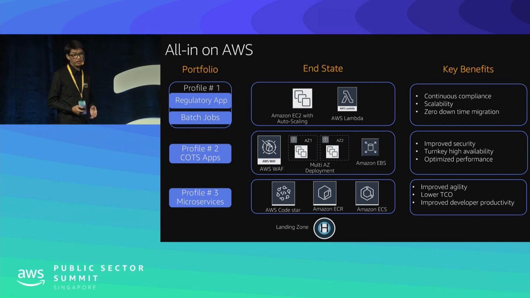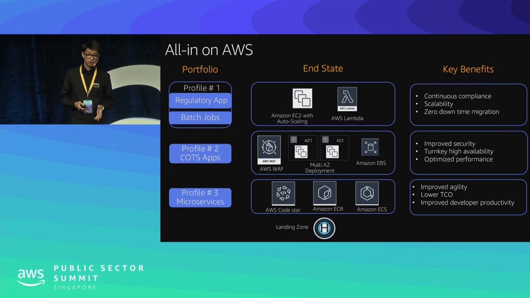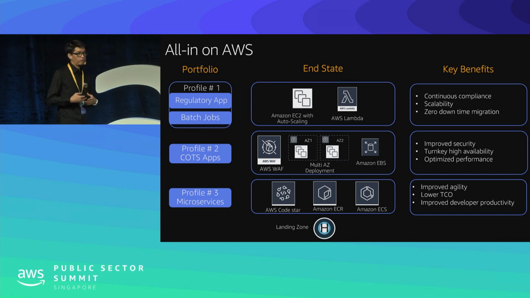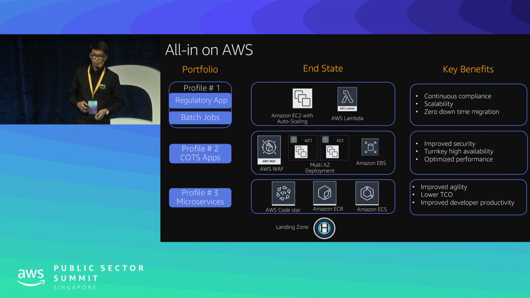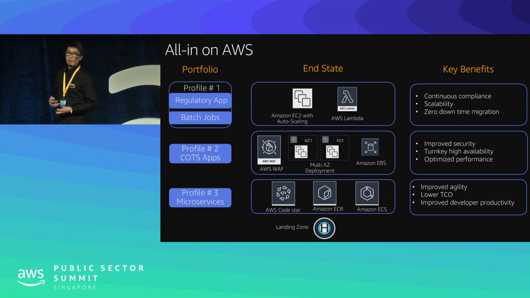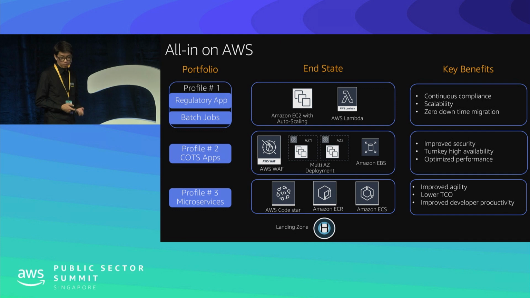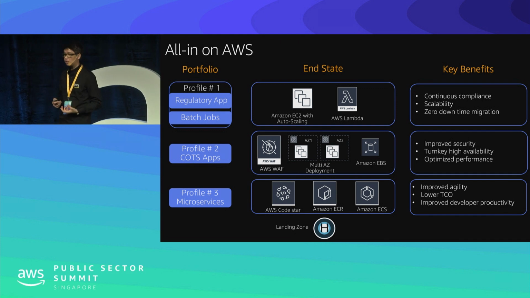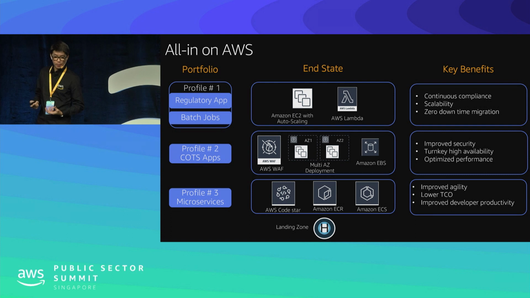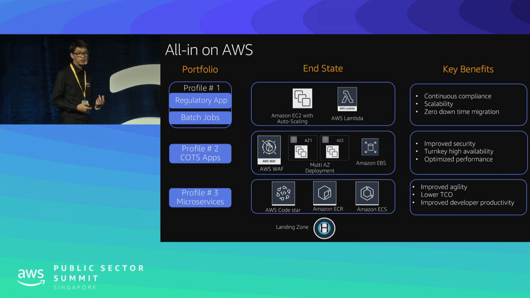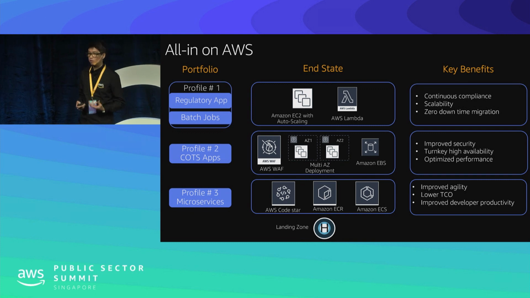So now, with all in on AWS, I have a portfolio of applications, from regulatory apps to batch jobs. I'm leveraging EC2 Auto Scaling to provide highly scalable applications. I'm leveraging AWS Lambda so that I can run event-triggered functions anytime I want. For those third-party COTS apps, you can leverage multi-AZ to improve your high availability. And lastly, for microservices, you can leverage ECR, ECS, or EKS to run your containers.